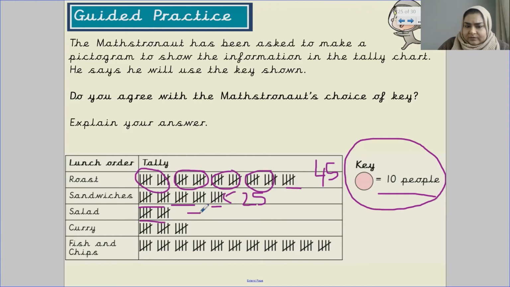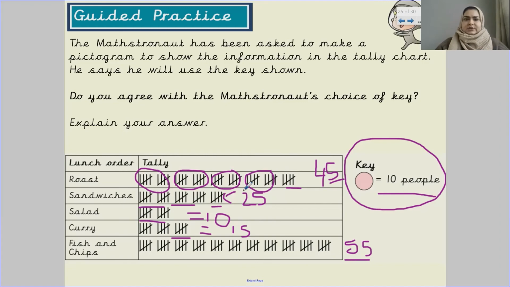Okay, so that's 10. It would work there, but then again, it wouldn't work on the rest. Here, I've got 15. It wouldn't work here because what would I do with this? 5, 10, 15, 20, 25, 30, 35, 40, 45, 50, 55. Okay, what would I do with that then? So no, I do not agree with the astronaut's choice of key because when I added up my tallies for each lunch order, I had 5 people remaining where I've got no key to show what represents them.